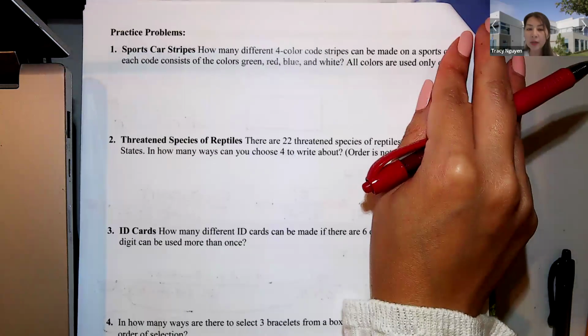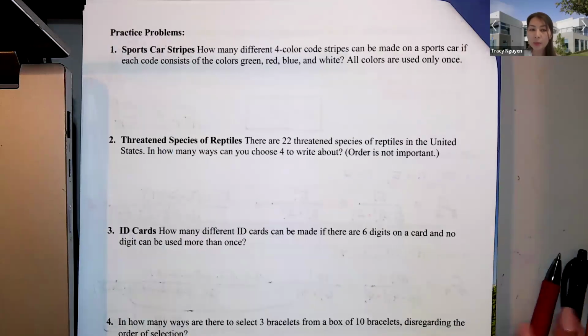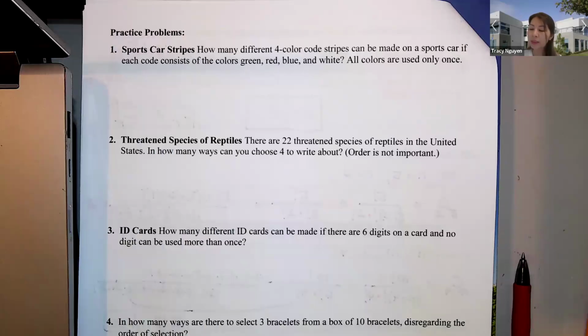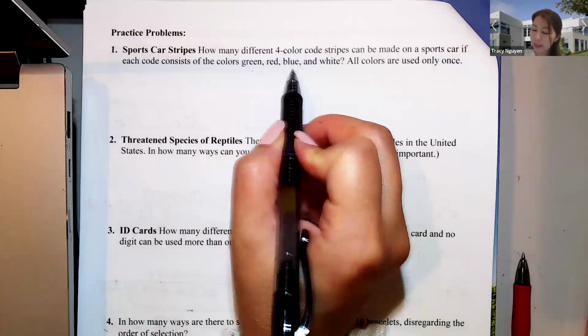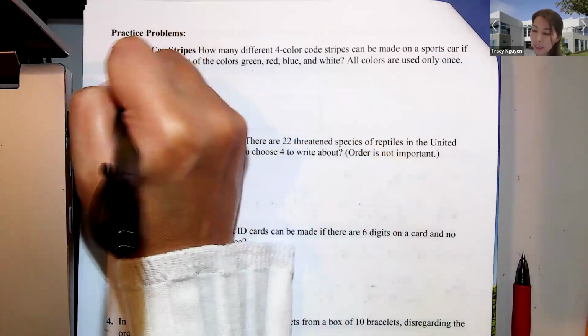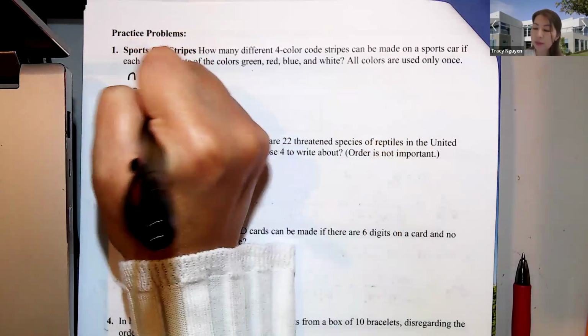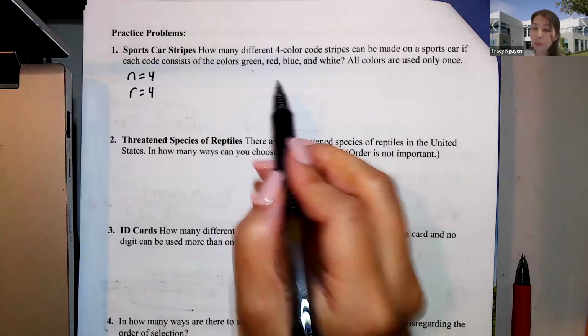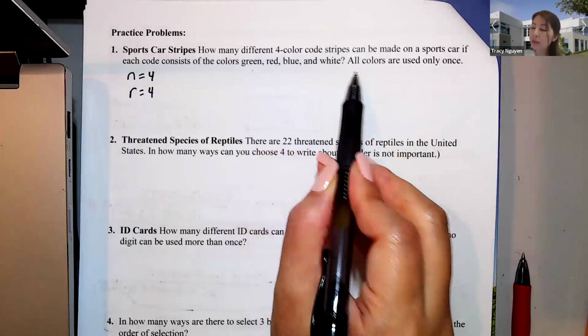Okay, so what we have here: how many four different color stripes can be made on a scorecard if each code consists of the colors green, red, blue, and white? So that means n equals 4, and we choose all 4, okay? There are 4 colors possible, and we choose all 4 to form a stripe. All colors are used only once.